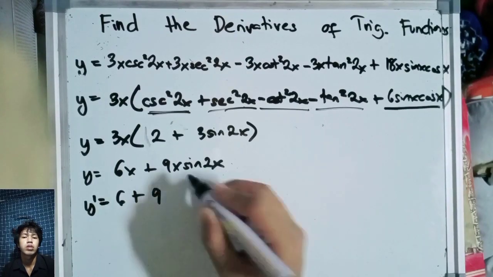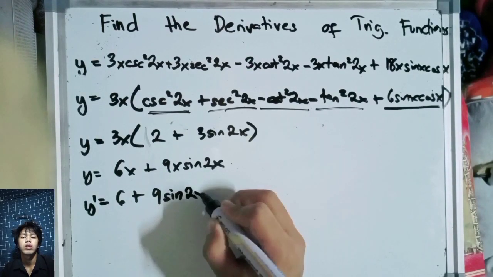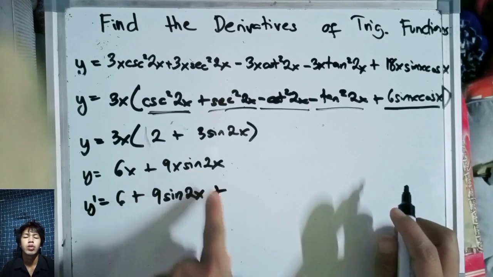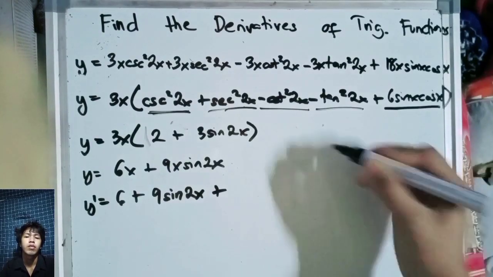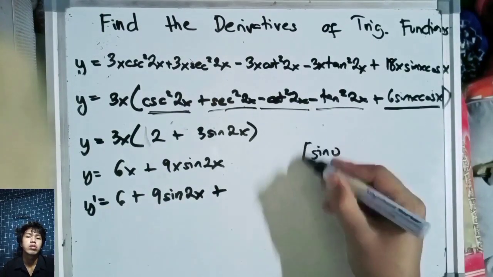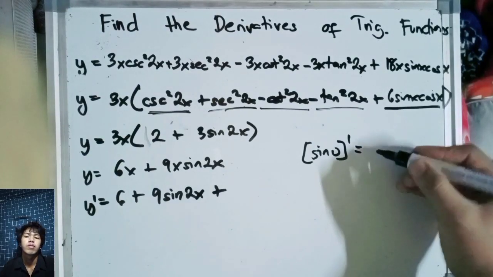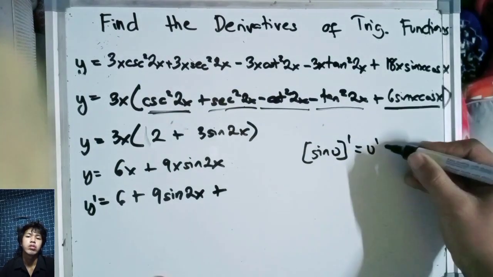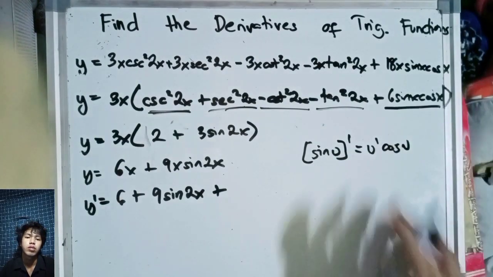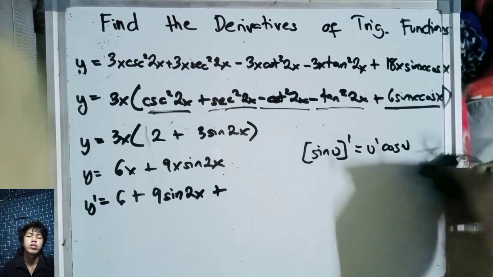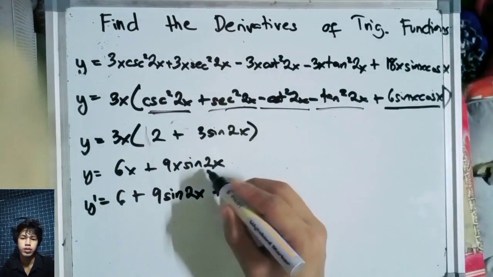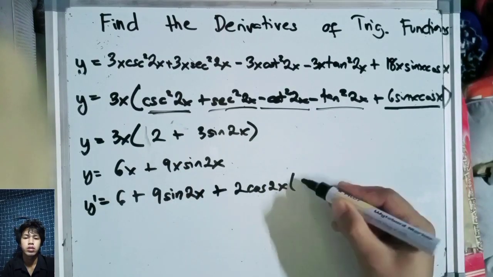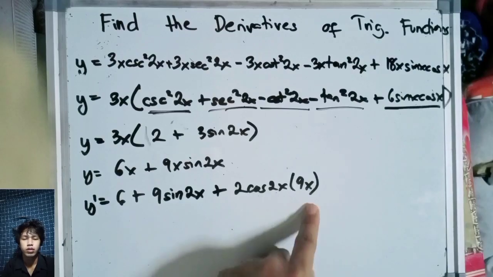So the derivative of 9x is 9. We copy the second term, sine 2x, plus the derivative of sine 2x. The derivative of sine of a function u is u prime, the derivative of the inside of the trig function, times cosine of a copy of that function. That is what we must follow. So the derivative of 2x is 2, giving 2 cosine of 2x times a copy of the first term, 9x.